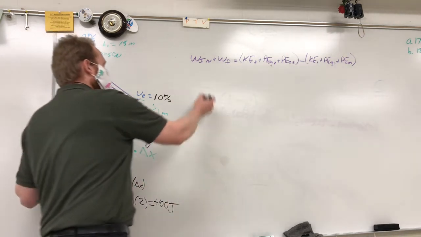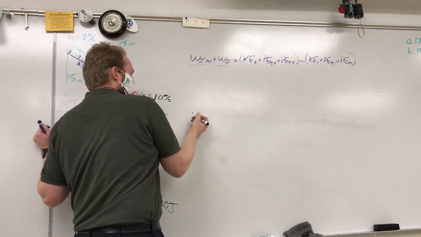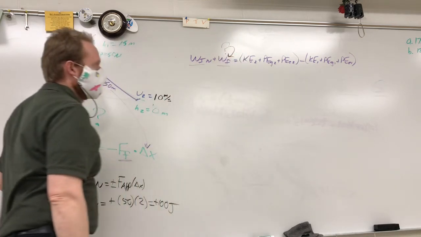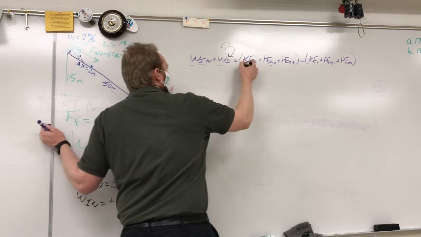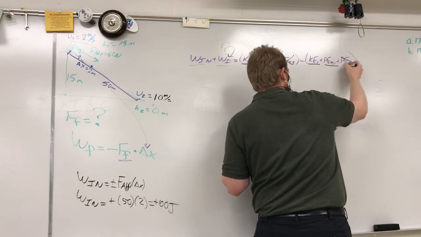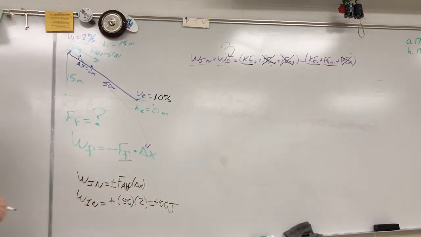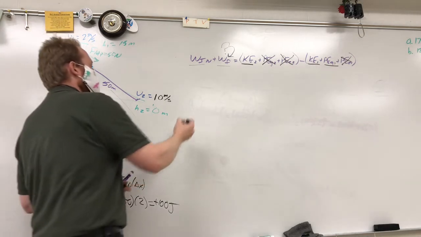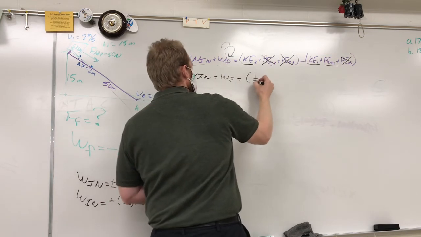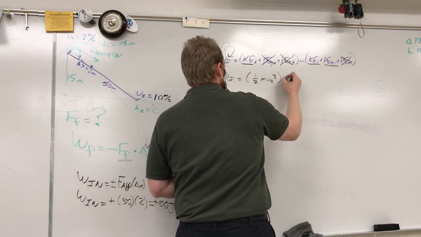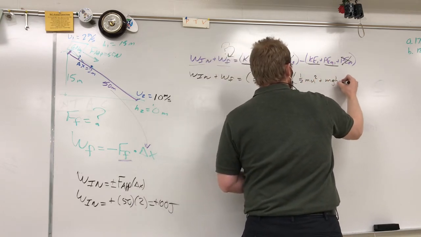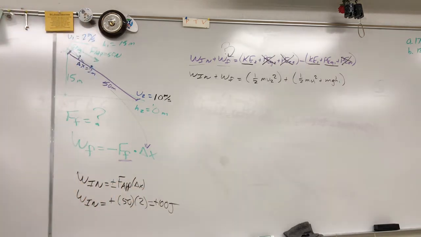So as we work through that, yeah, there's work in, yeah, there's work done by friction. We just don't know, this is what we're solving for. Yes, moving at the bottom, no height at the bottom, no spring at the bottom. Yes, moving at the top, yes, has a height at the top, no spring at the top. Very similar setup. Okay, that's what those equations look like expanded out.